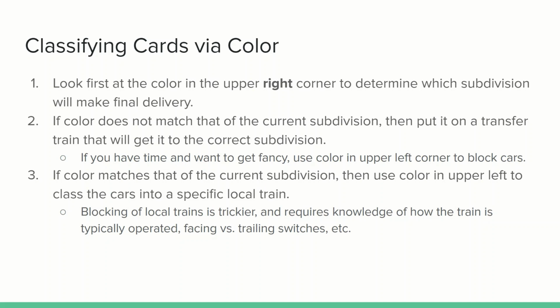My better yardmasters, or yardmasters that are operating with a little more time on their hands, will then further block using the color in the upper left corner, which will be the train that they're going out on from that division. So it will help the next yardmaster that receives those cars. If the color in the upper right matches your current subdivision, then I look to the color in the upper left to classify those cars.